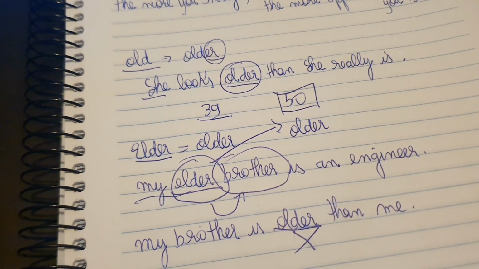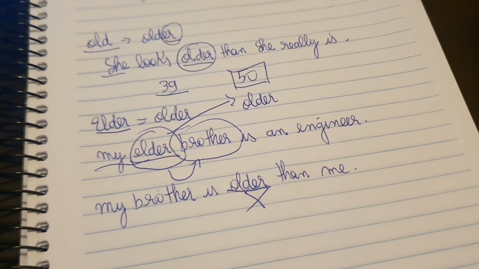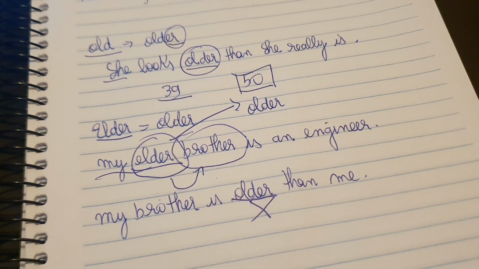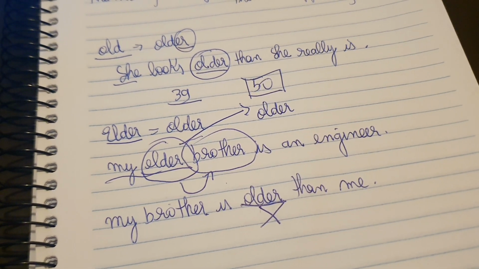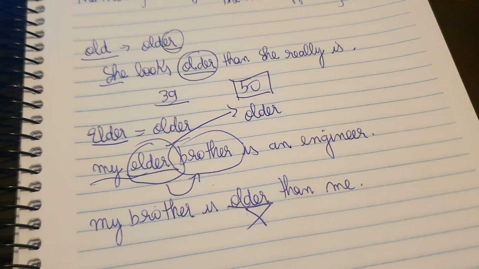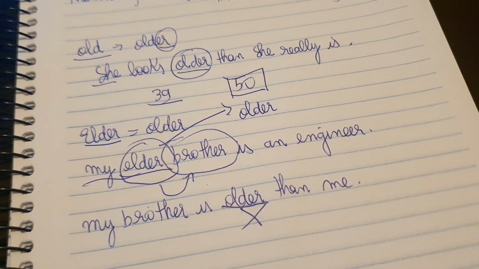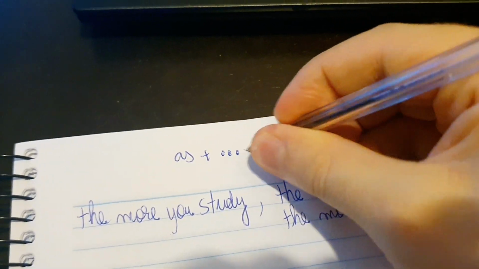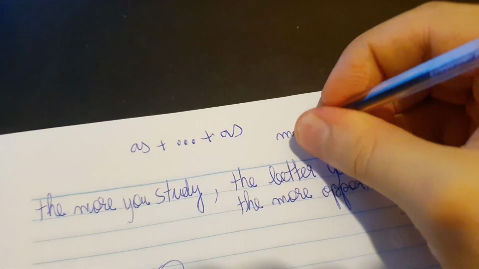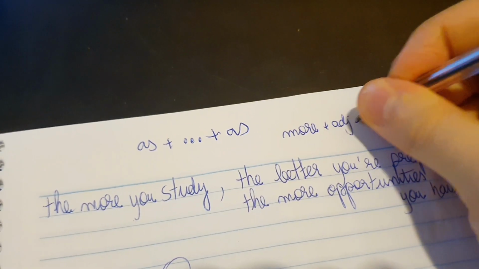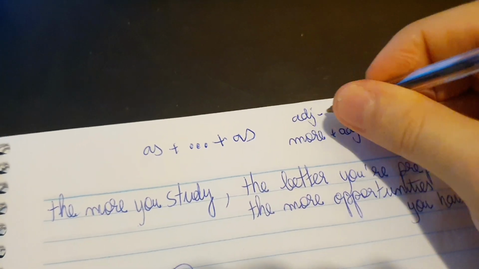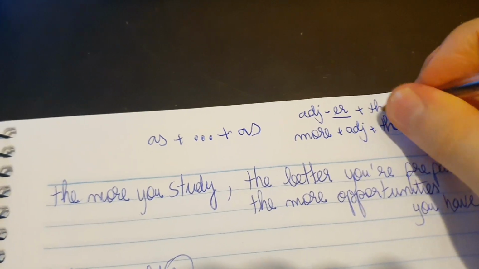Okay, that's it, people. I hope you enjoyed today's video. Next video, we will start studying the comparison of equality. Right? When you want to say that something is the same as something. As... as, right? Because here you have as and as. And in the comparison of superiority, we studied more plus adjective plus than. Or we also have the adjective followed by suffix er plus than.